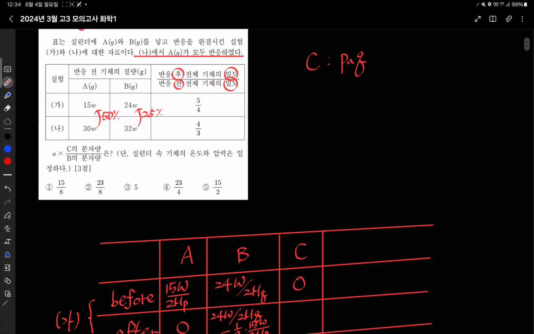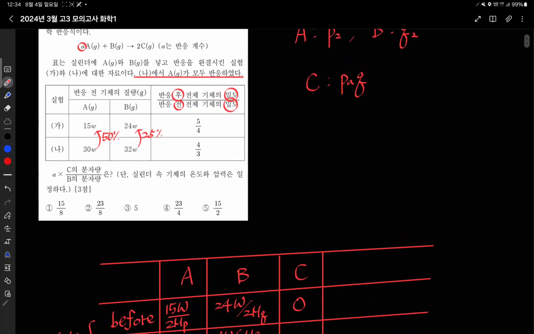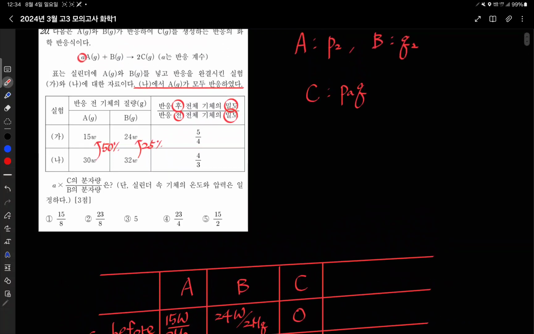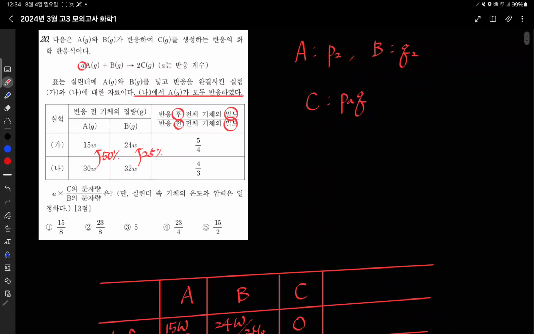And the amount of C formed after the reaction will be 2 over A times the amount of A used in the reaction, because the ratio in the coefficient between A and C is 8 to 2.